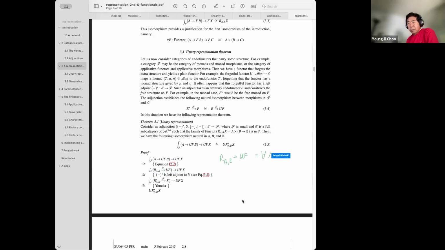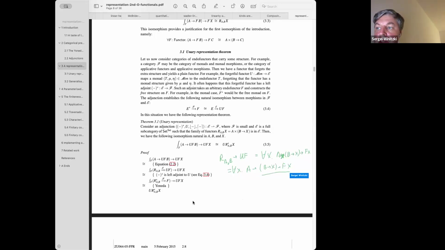For all X. Actually, equation 2.2 is proposition 2.2. That's an application of Yoneda and some other things. A we can carry over. So let me just write it down: A curry B to X to Fx. Now that is Yoneda.